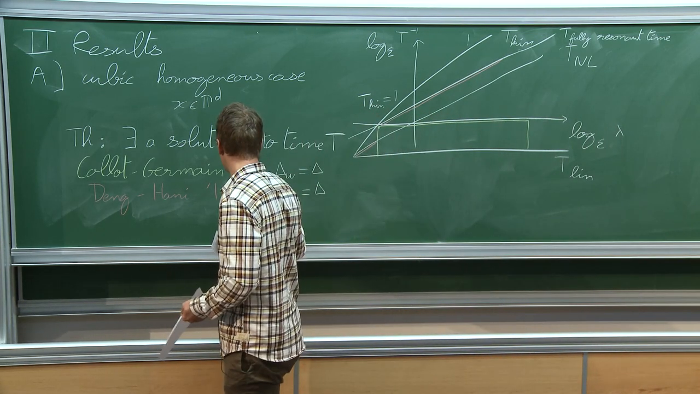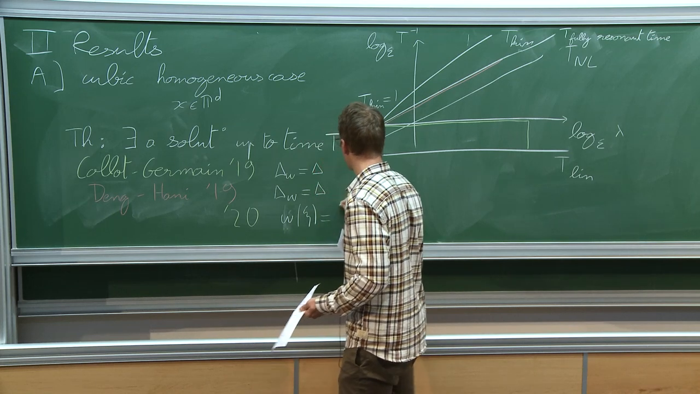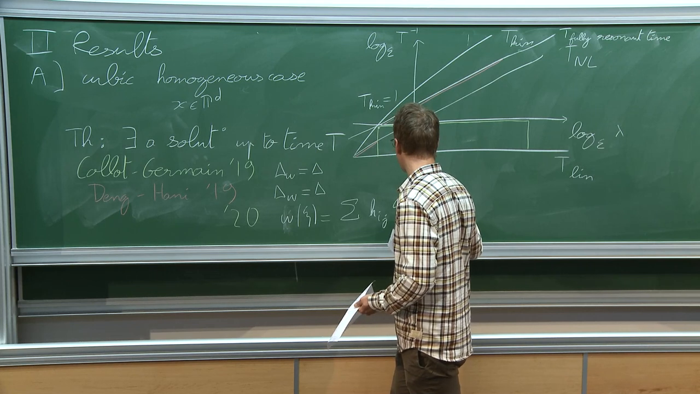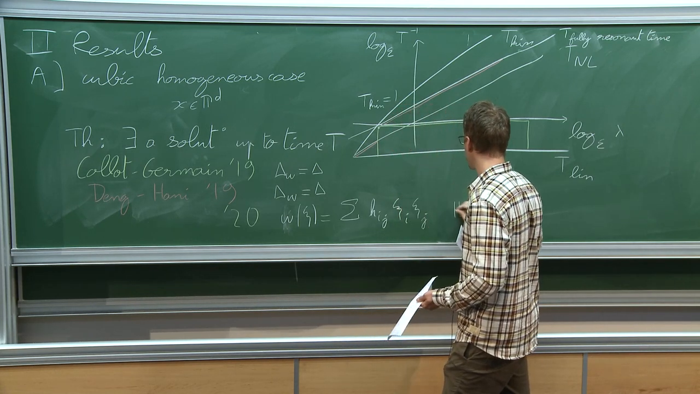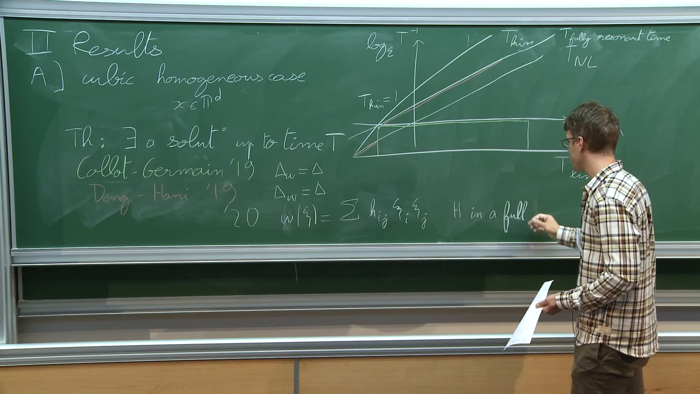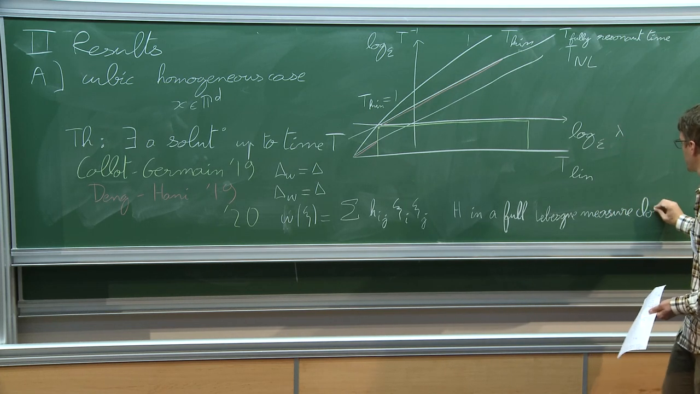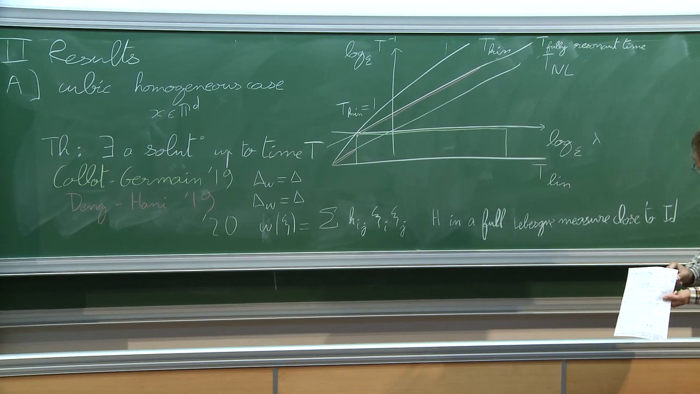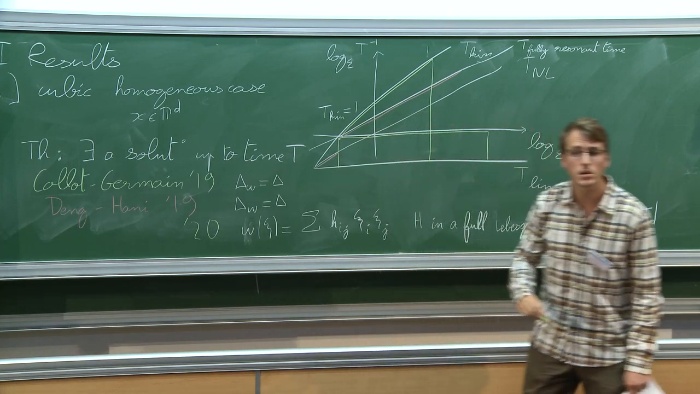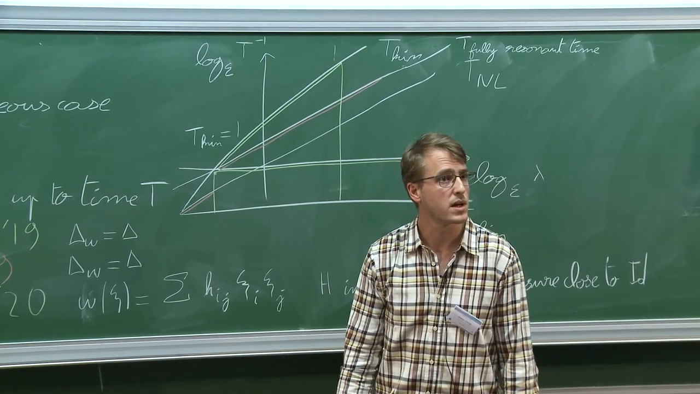So in 20, we took this dispersion relation. So it's a self-adjoint matrix close to the identity. And H in a set of full Lebesgue measure. So basically, now if I start to play a little bit with my dispersion relation, we were able to obtain something like that. So we were able to almost reach the kinetic time, and always for times which are greater, I mean, in configurations where the kinetic time is greater than 1.